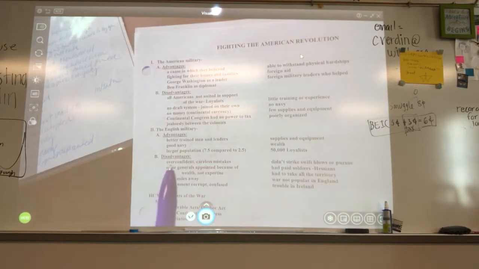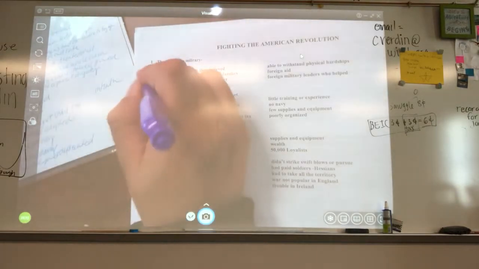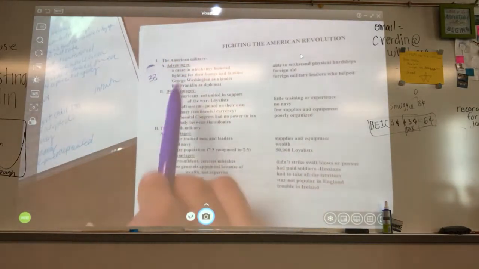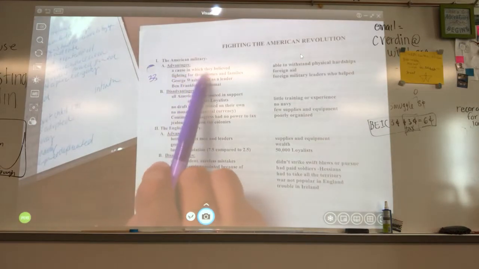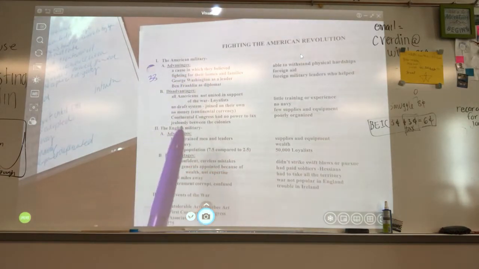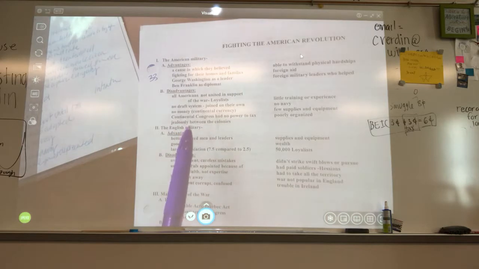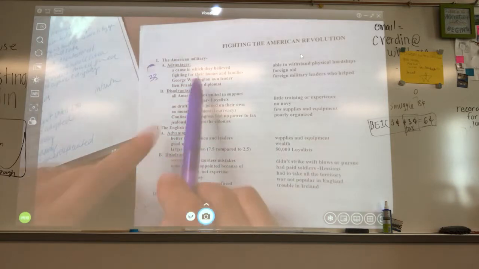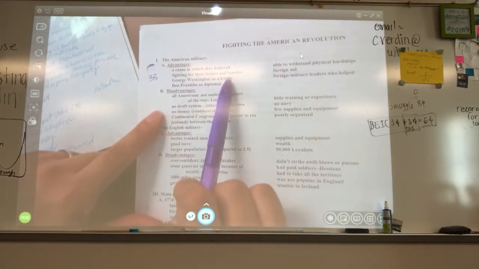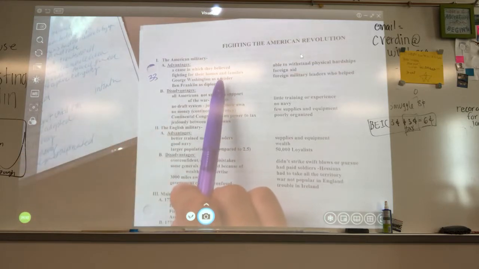But what we're going to look at is basically 33 right here. This is 33. Let's look at the advantages. They had a cause which they believed in. What did they believe in? What was this continuous thing about nature? What was this natural thing? They believed in their rights, right? Also, they were fighting for their homes and their families. They realized if they lost, would stuff be taken away from them possibly? Yeah, they were already on that path, right, with the Quartering Act.